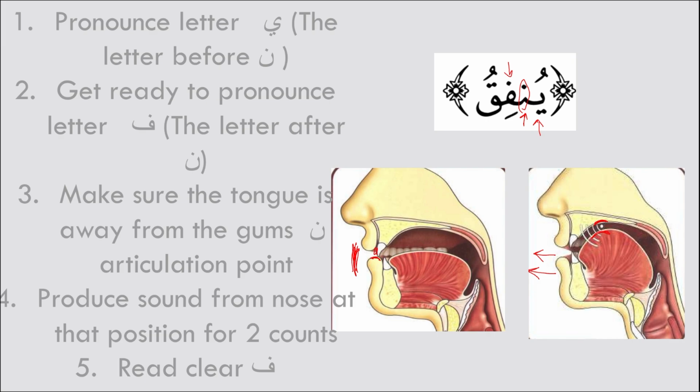Yanfiq, like this. Again, read letter ya, which is the letter before noon, then get ready to read letter fa, and make sure the tongue is not touching the gums, or the back of the tongue is not closed. No, this does not happen for the fa. Then let the sound come from the nose for 2 counts, and pronounce letter fa clearly after that. So it will be yanfiq, like this.